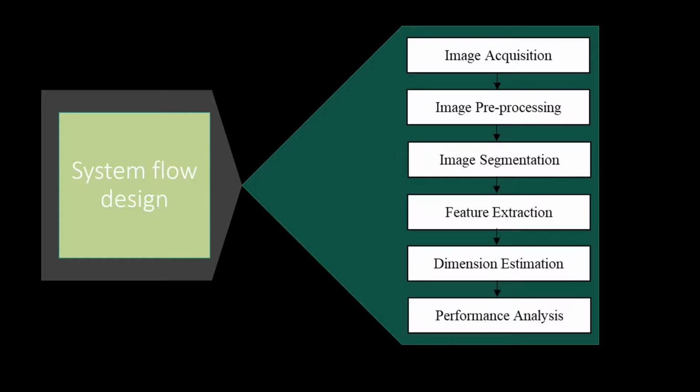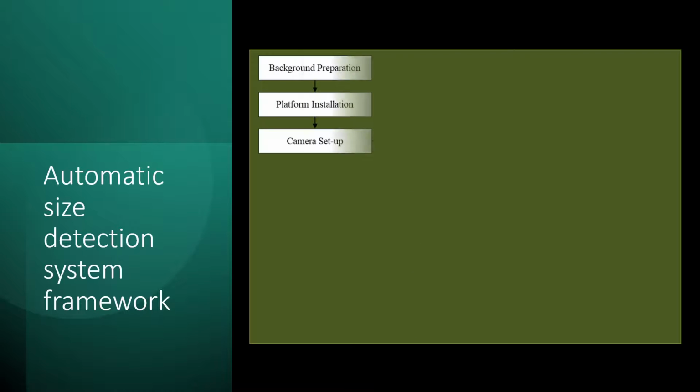Starting from the image acquisition, followed by the pre-processing. Then I will go to the segmentation process using the edge detection, and I am going to extract the information. Through the information extracted, I'm going to compute the mathematical formula to estimate the dimension of the boxes. And lastly, I'm going to manually perform analysis on the system performance.